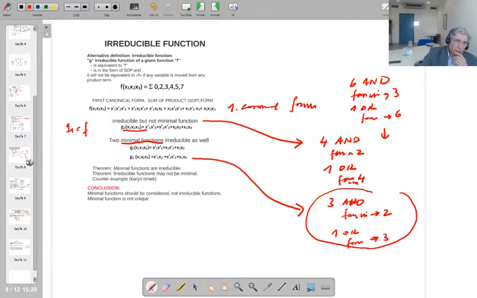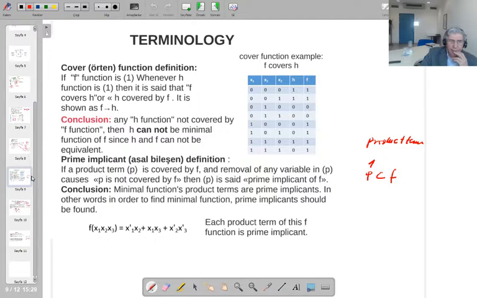So let's come to the next step. We've got to introduce a new terminology which is called cover function and prime implicant. Now, what is the cover function? Let me read the definition here. If f function is 1 whenever h function is 1, then it is said that f covers h. So you could see it in this example. Now we've got an h function and an f function. Now we are saying f covers h.